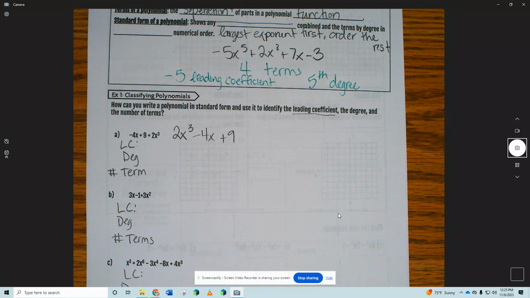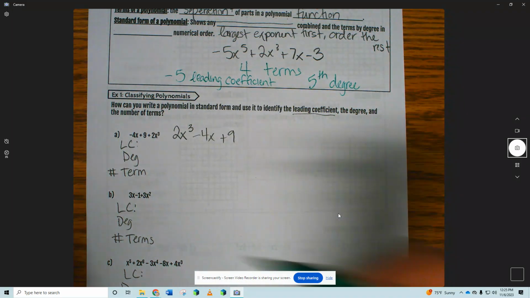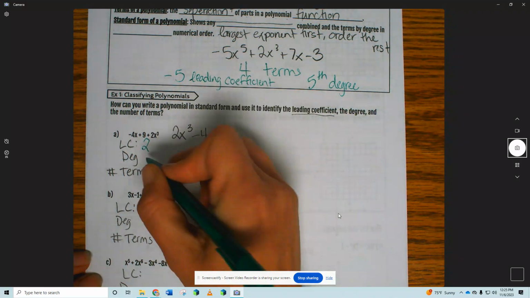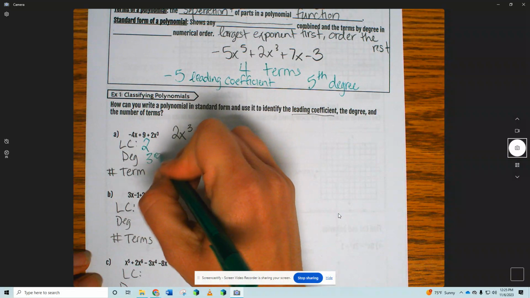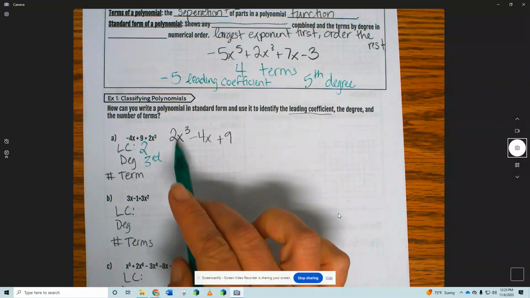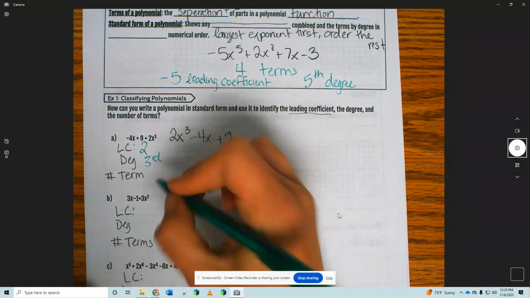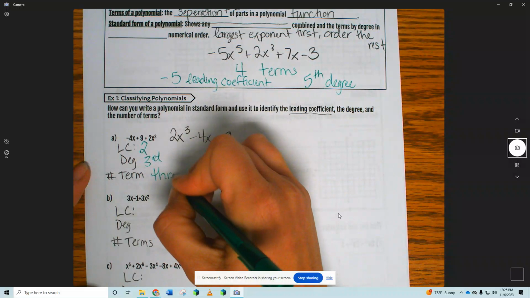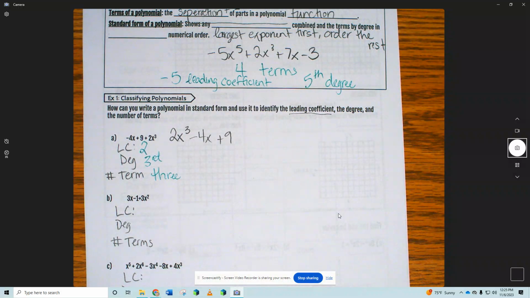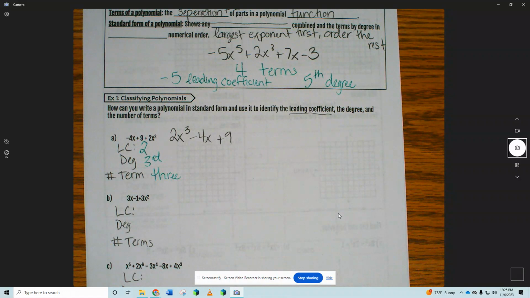So my leading coefficient is going to be 2. My degree is going to be the third. And then how many terms are there? 3 terms. It would be called a trinomial. So right. Right you are.